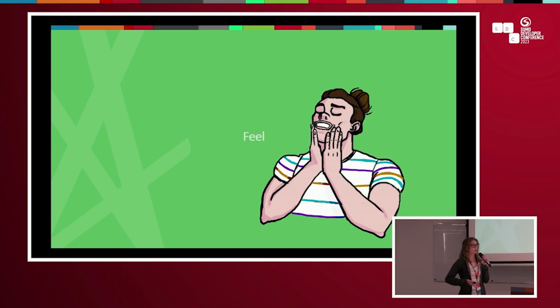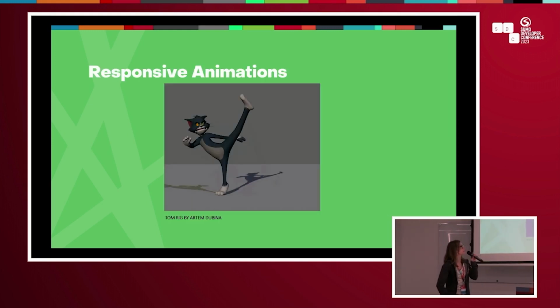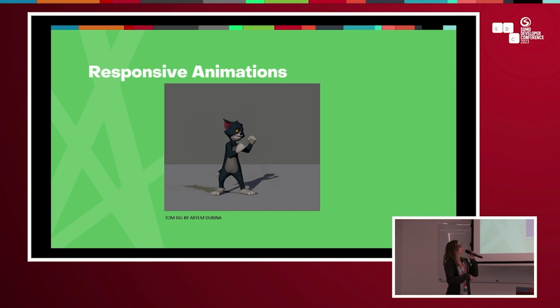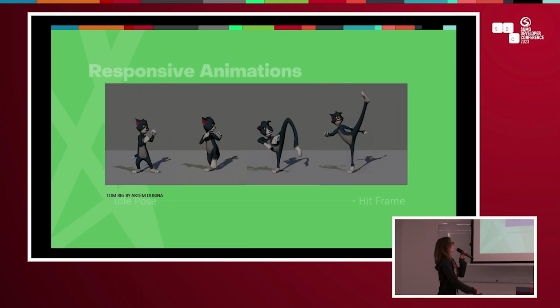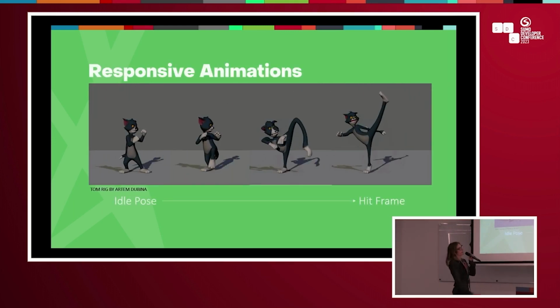And for animation, we want to make sure that it doesn't feel laggy. I think for the most part, you want your animations to have the player input and then have the least amount of frames possible between that and the outcome. Like in this animation here that I animated on Tom, you can see that he kicks and there's very few frames between what I call the idle pose and the hit frame. The hit frame being when it actually makes contact and deals damage to whatever character they're hitting.